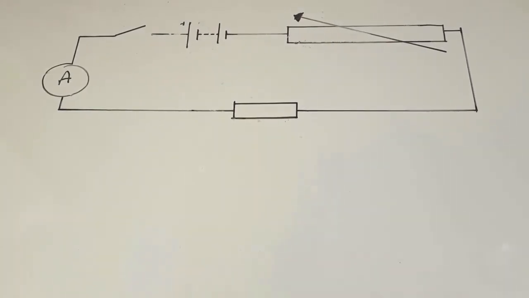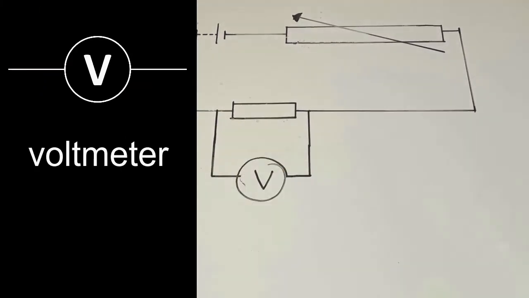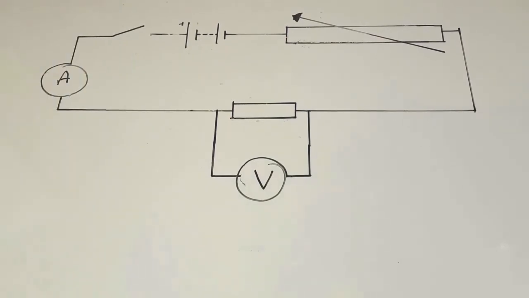Like I said, we do need to measure the potential difference, so we're going to add in a voltmeter. Now we want to measure the potential difference across the resistor, so therefore we will add a voltmeter across either side of the resistor. And that is going to be our testing circuit.